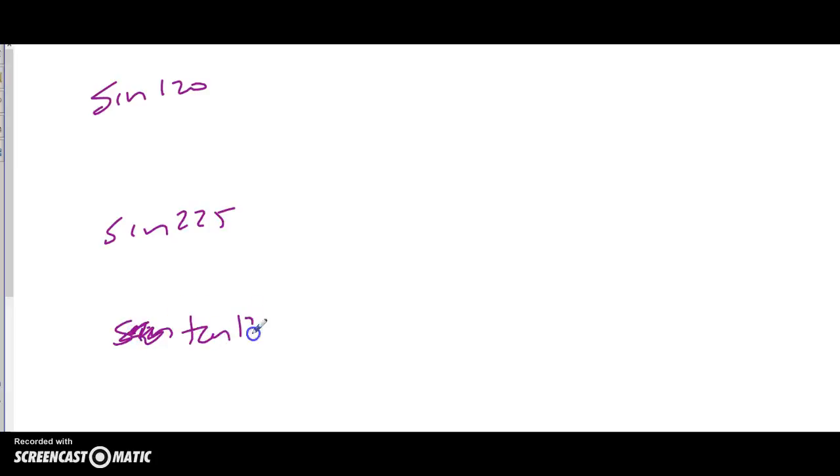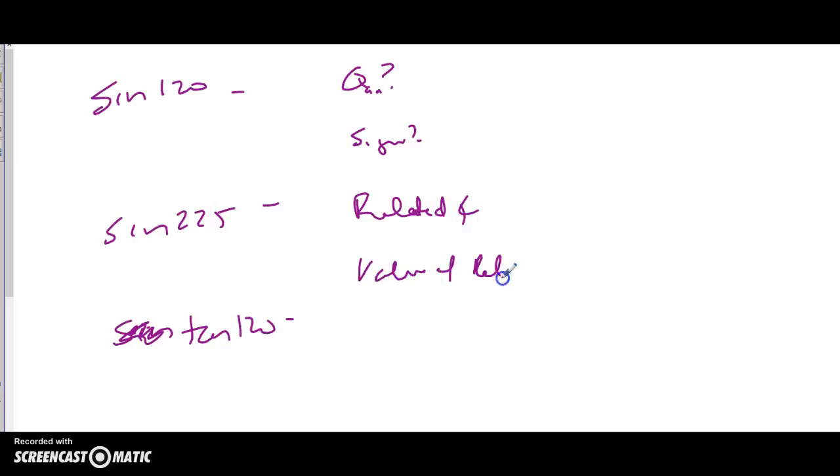Then we're going to whip through a couple of these questions here. Back to the handwritten sheet. Tell me what these are: sine 120, the next one is sine 225, and the last one is tan 120. So it works this way. You want to know what quadrant I'm in. And then based on that, what's the sign in the quadrant? And then find the related angle. And then find the value of the related angle. And then change the sign if needed.